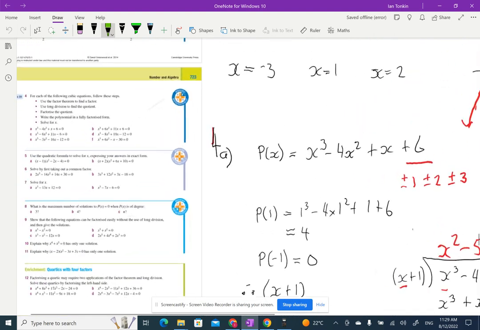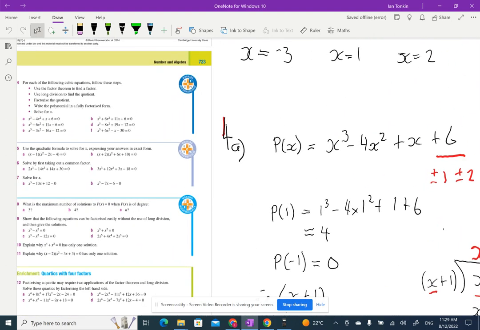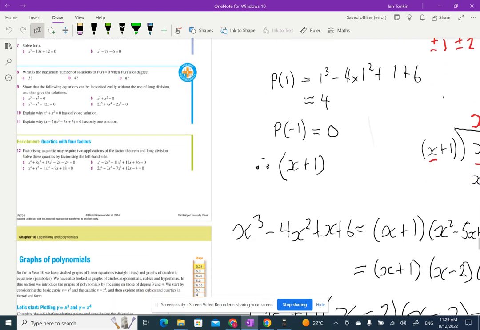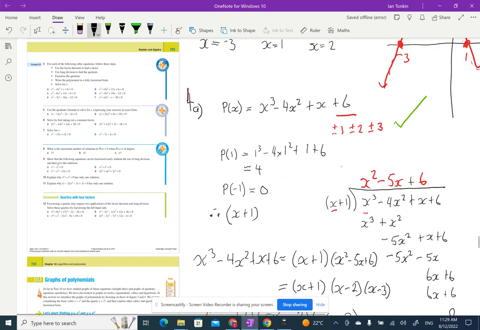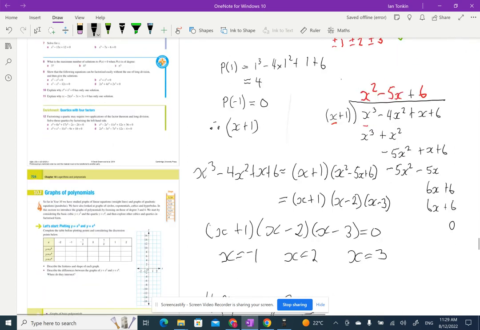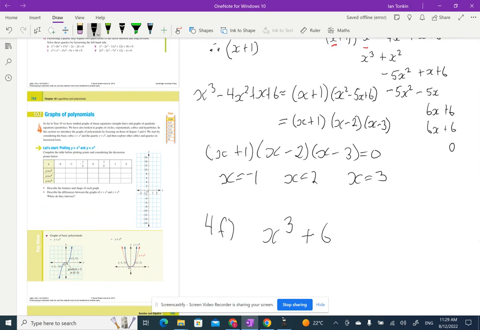So now I want to show you a slightly different way to do it. And I want to do it with a different one. So I'm going to go to the last one. I'm going to go to F. X cubed plus 6x squared minus x minus 30. So I'll just write that here. So this is for F. And I've got x cubed plus 6x squared minus x minus 30. And that's my polynomial. I'm going to write it as p of x.